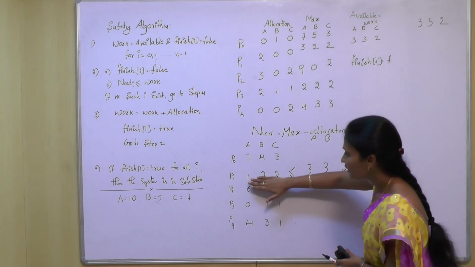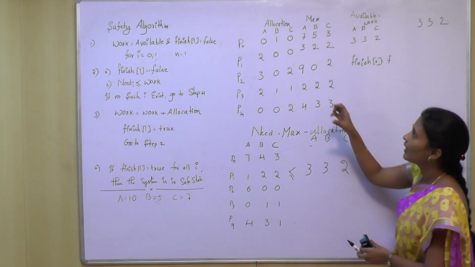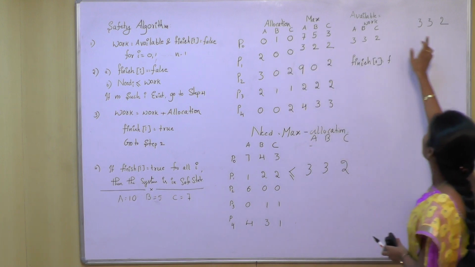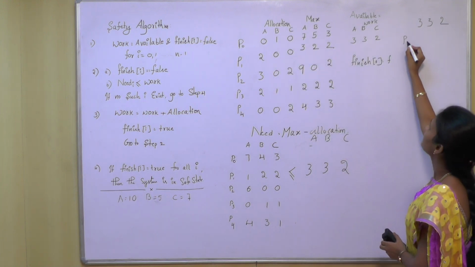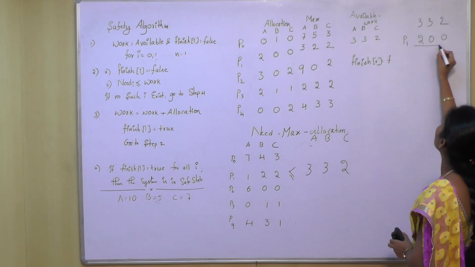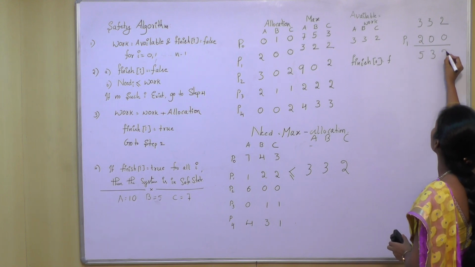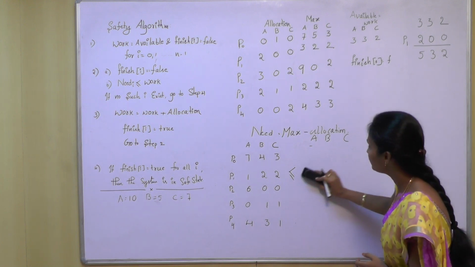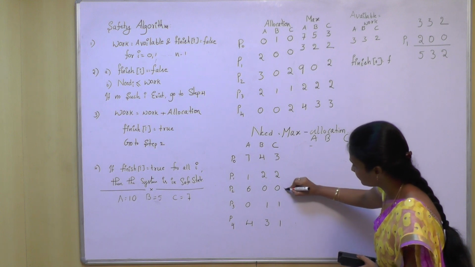Now process P1 uses these available resources. After that we have to add its allocated resources to the available resources. For process P1 the allocation is 2, 0, 0. Now how many available resources are there? 5, 3, 2 are the available resources. Now we move to the next process, P2.